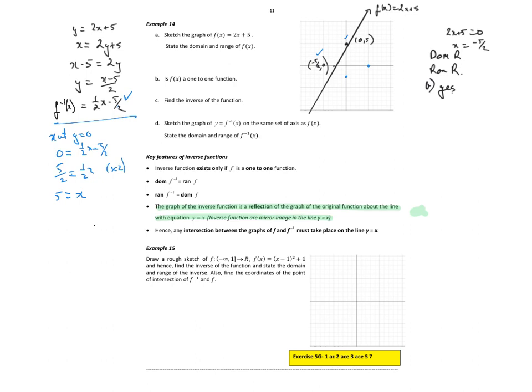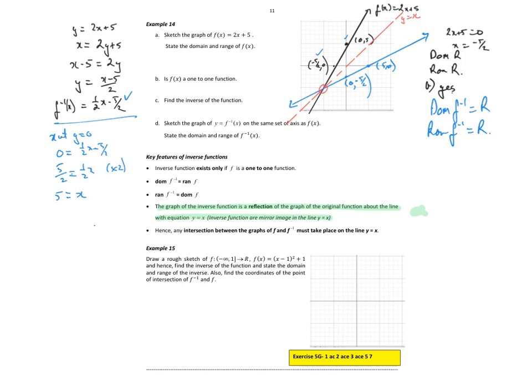Now if I draw this graph, if I've got it lined up correctly, there's our 5, 0 and 0, negative 5 on 2. So there's our two lines. The domain of f inverse is equal to R. The range of f inverse is also equal to R. Key feature, we spoke about the line y equals x. If I draw the line y equals x as accurately as I can here, there's that reflection that we spoke about.